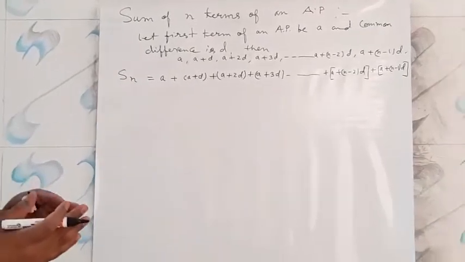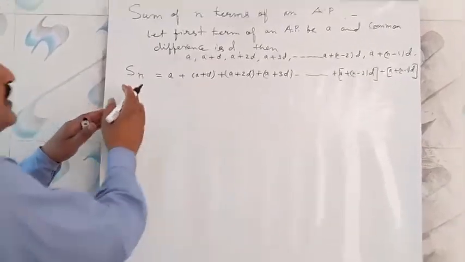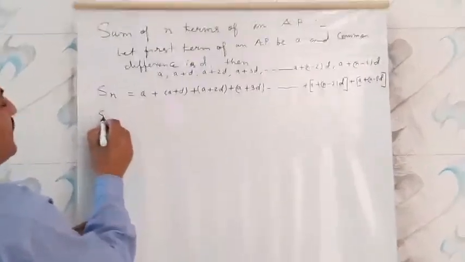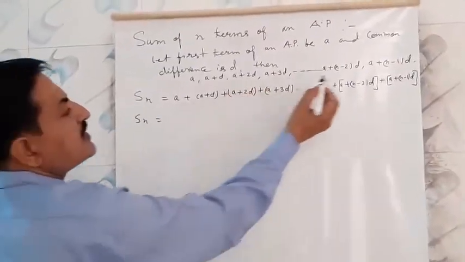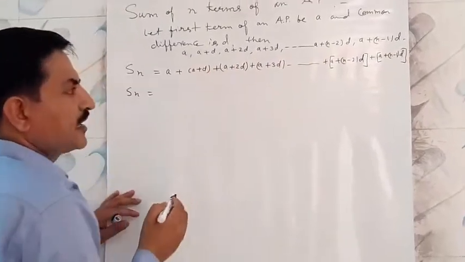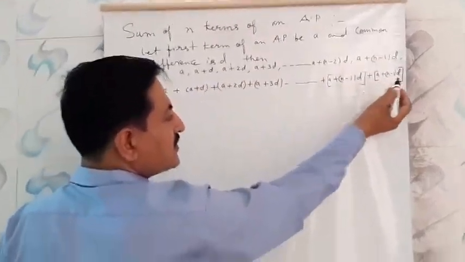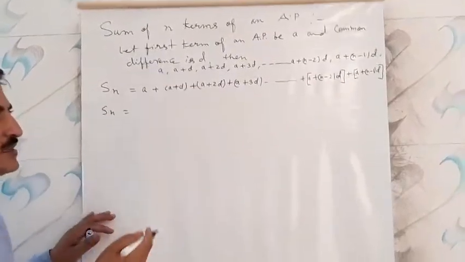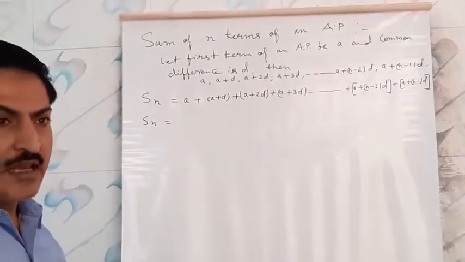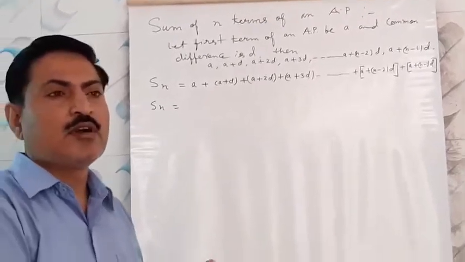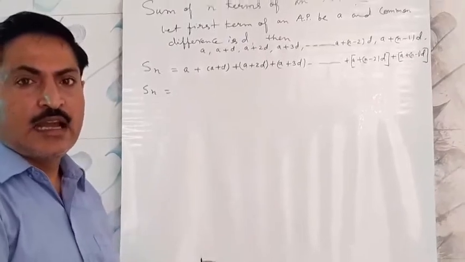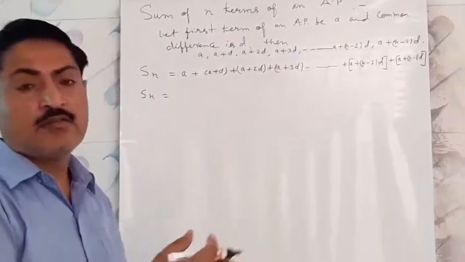It is not compulsory that we always add in ascending order. If we have to add, we can write in descending order also. This will be first, this will be second, and this will be the last term. Here A plus n minus 1D is the last term. From the last also we can add, and the number will come the same. For example, suppose 1, 2, 3: the addition is 6. And if we add 3, 2, 1, it will again come 6.